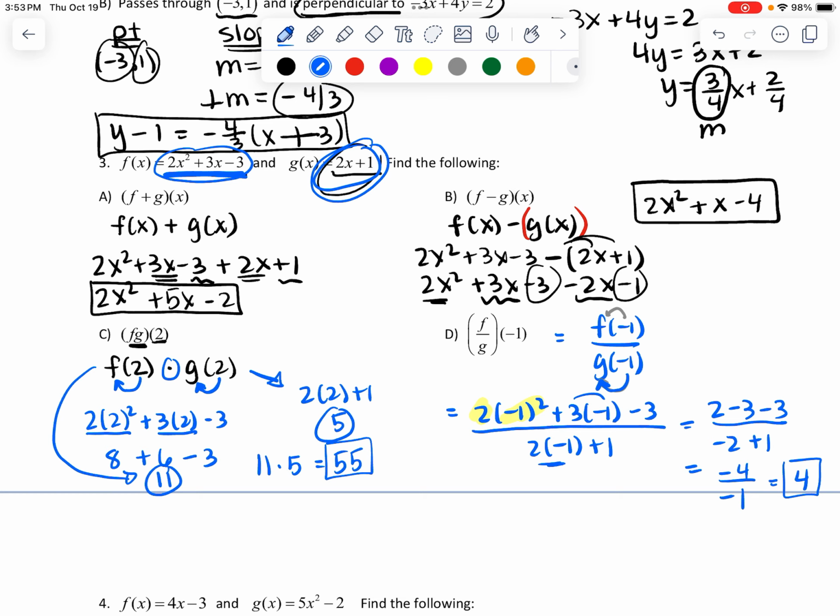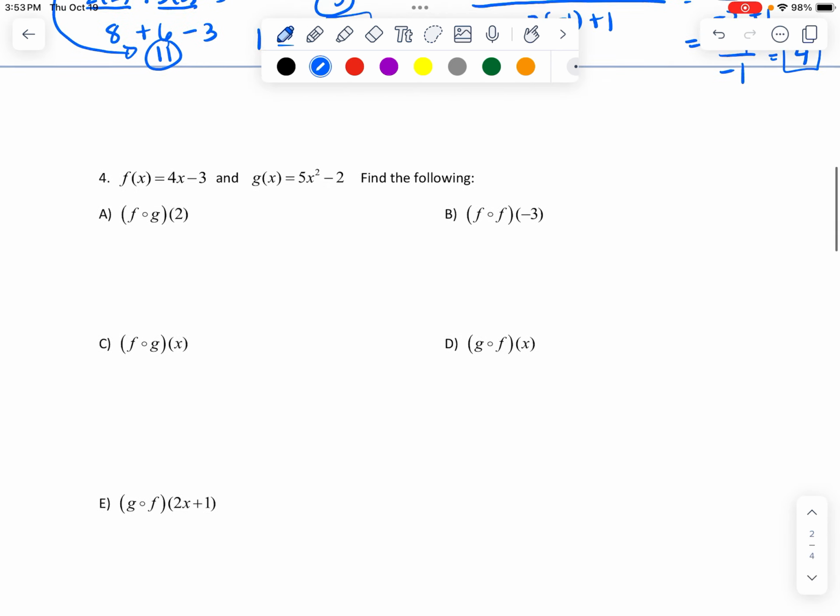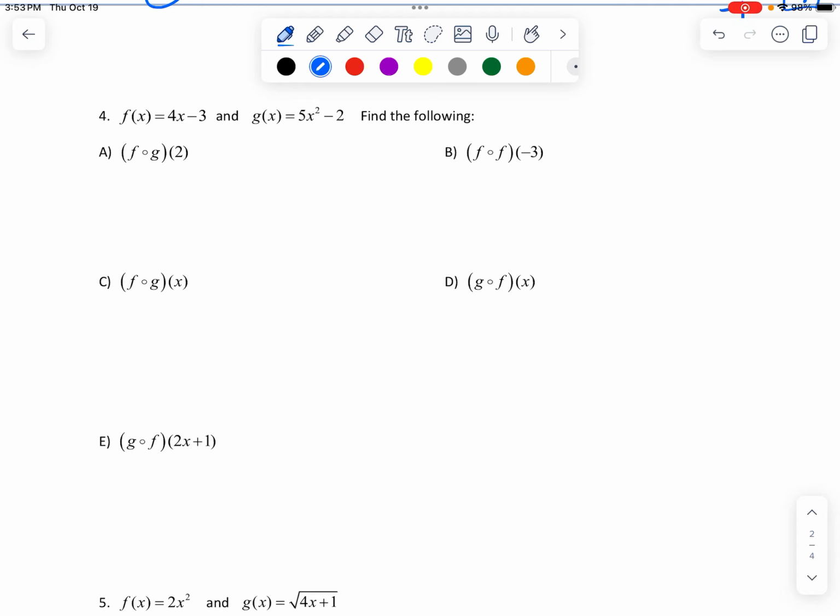All right, let's see what we've got next. Okay, composition. So every time you see the little circle, that means to compose. So again, write down your translations. So this means find f of g of 2. Okay, so what I'm doing this time, I'm going to take the 2 and plug it into g.